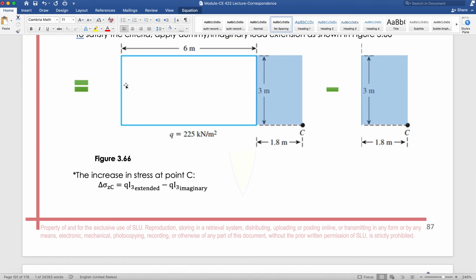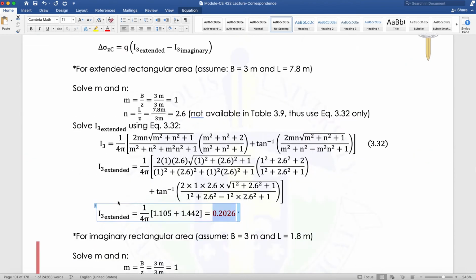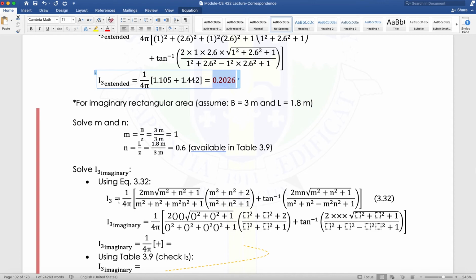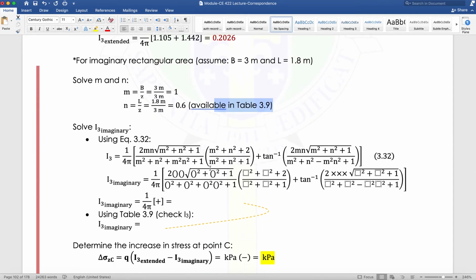Now, nasatisfy natin yung condition. So, considering na yung extended natin, nasa edge niya na yung C. Now, pag isusubtract naman natin si imaginary, ang i-consider na lang natin would be the loading of the imaginary. Okay? Since we already use the equation, idiretsoy na natin. But, it is available because 3 divided by 3 is 1. 1.8 divided by 3 is 0.6. So, available siya sa table natin. But since na-diretso na natin equation, let's continue with the equation. Pero, I repeat, pwede nyo gamitin yung table. Okay? Parehas lang. It's already your discretion.